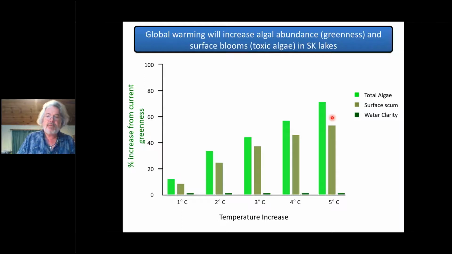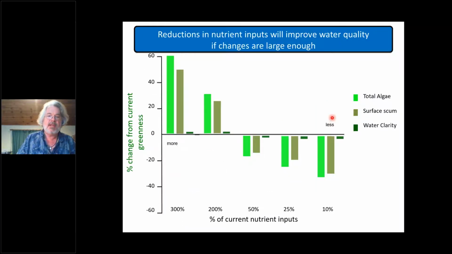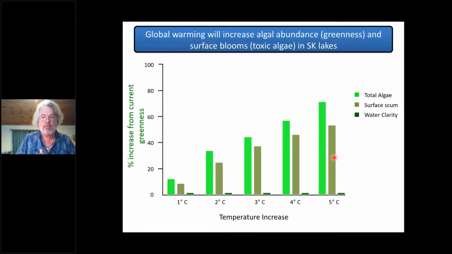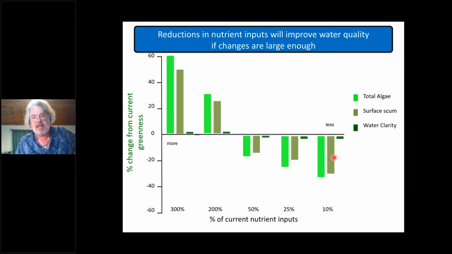If you do the same sort of analysis with the nutrient contents of the lake, you see a different pattern. So as you remove, well, if you have 300% of the current nutrients down to 50%, down to 10%, you see a decline in the greenness of the algae, or the greenness of the lakes, and the proportion of surface scum. So what that means is if you reduce the nutrient input, you will get less algae. So you get two things going on here. You've got more algae if it gets warmer, and you've got less algae if there's more nutrient diversion or better processing of nutrients.